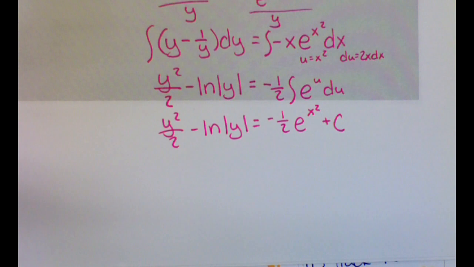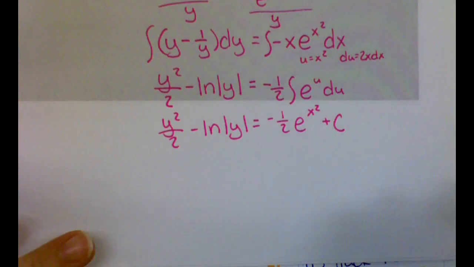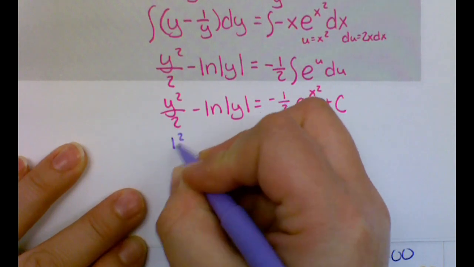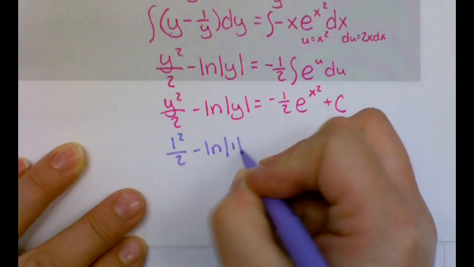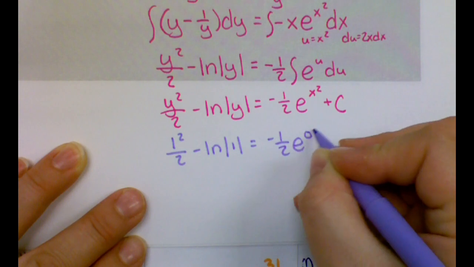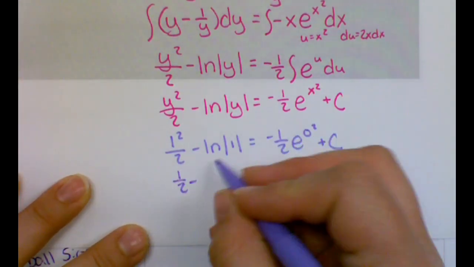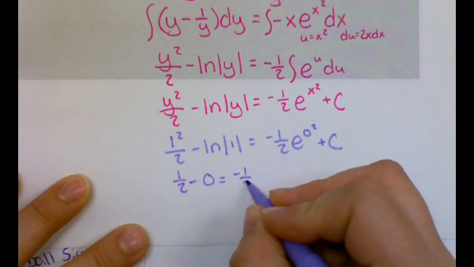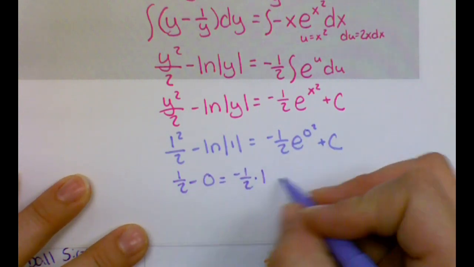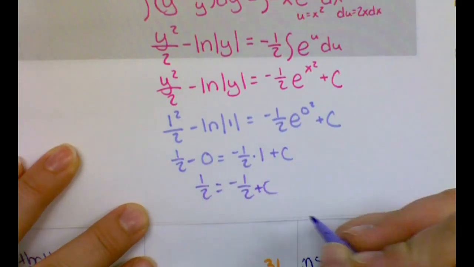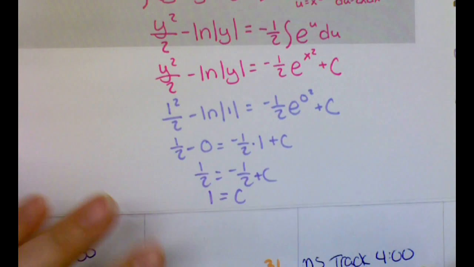Now we're not done. Obviously it doesn't look super pretty, but this one's not going to get much nicer than that. But we have that initial condition, y(0) equals 1. So y is 1, and x was 0. So 1 squared over 2 is 1/2, minus natural log of 1 is 0, negative 1/2 times e to the 0 power is 1, plus c. I have 1/2 equals negative 1/2 plus c. So c must equal 1.